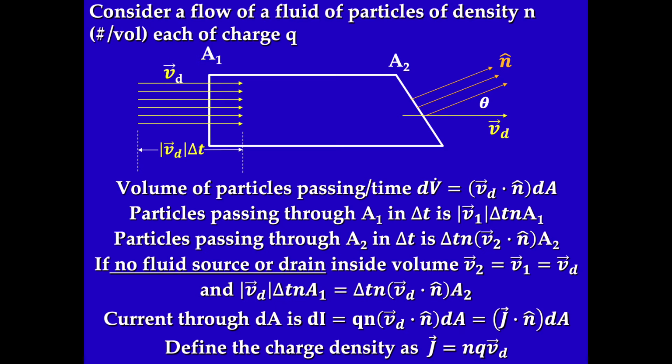So let me go back to the slide. So I can do this for both sides of that surface. And again, if the density of particles is constant, then v1 has to be equal to v2, has to be equal to v sub D. And if there's no fluid or no source of fluid or drain of charge or of anything, then the number of particles entering the left side of the system has to be equal to the number of particles leaving the right side.